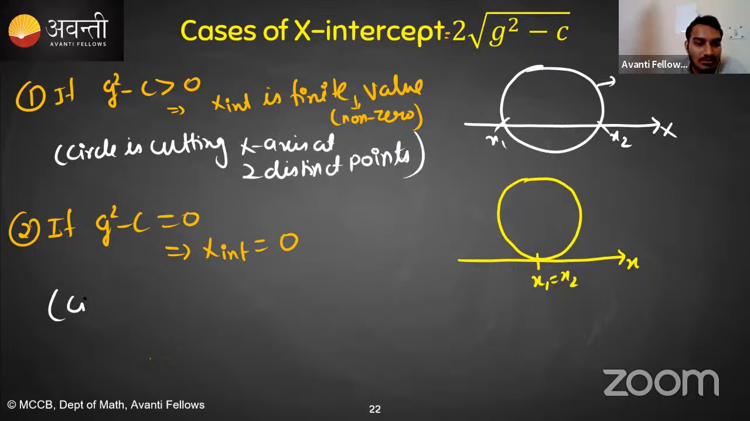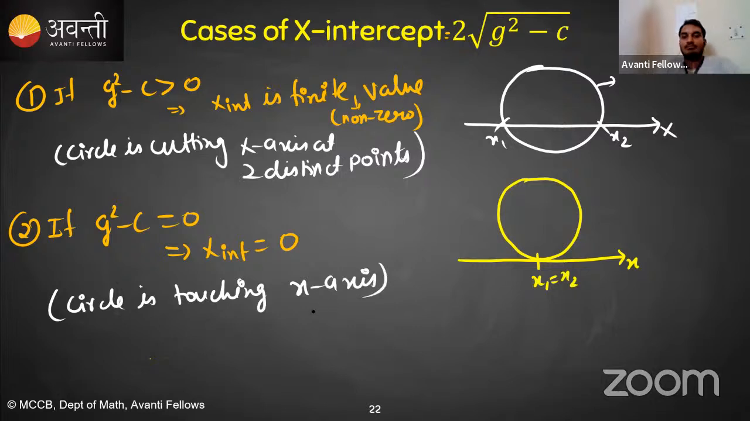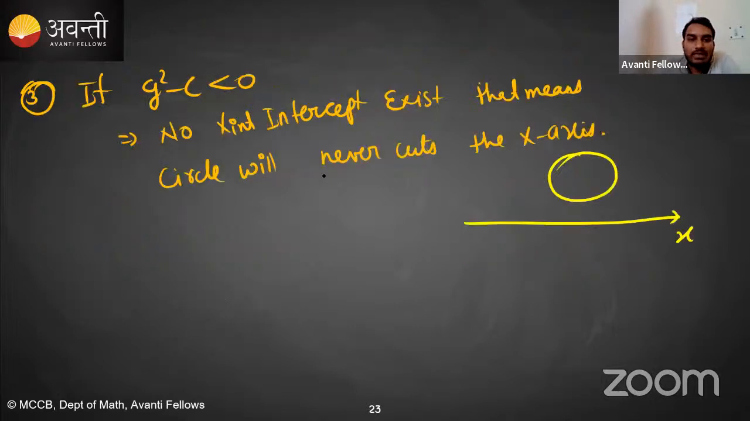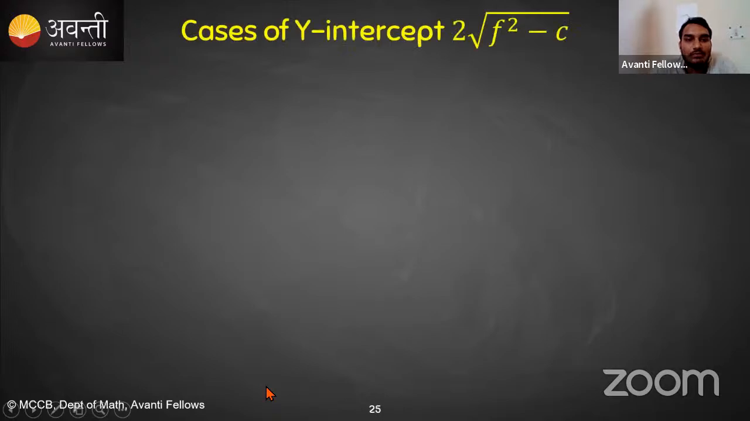Similarly here, circle is touching x-axis, okay, and यहाँ पे तो लिख दिया that circle will never cut the x-axis. Okay, is this clear, everyone? This case is clear, right? So exact similarly there will be 3 cases for the y intercept also, right? So ये समझ में आ गया, तो y intercept easy है.